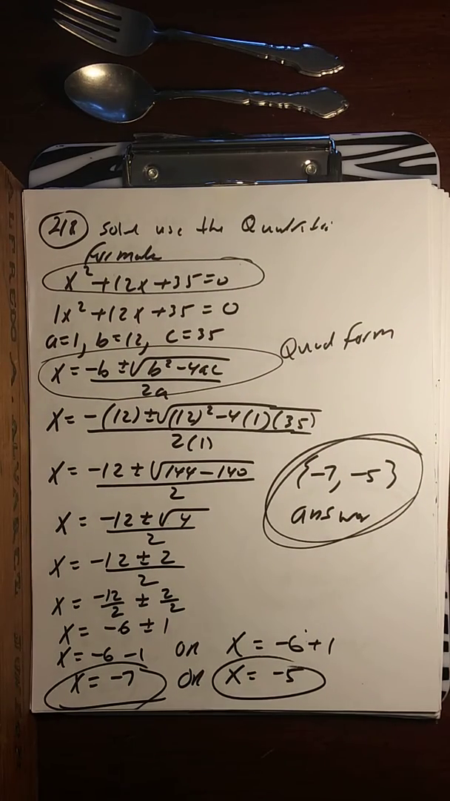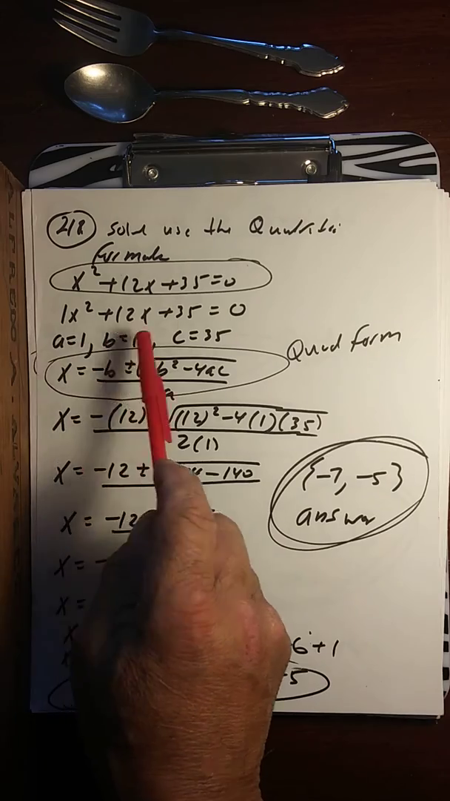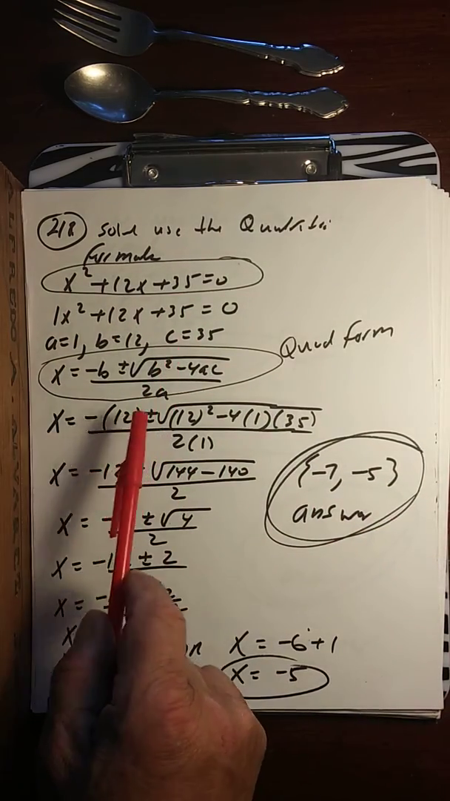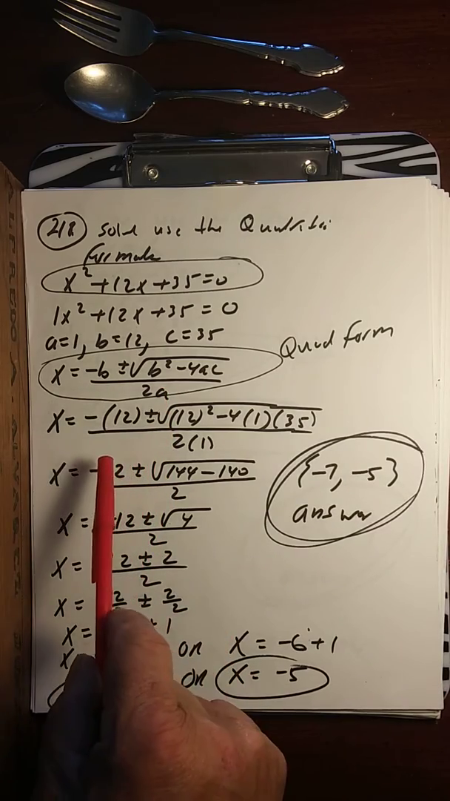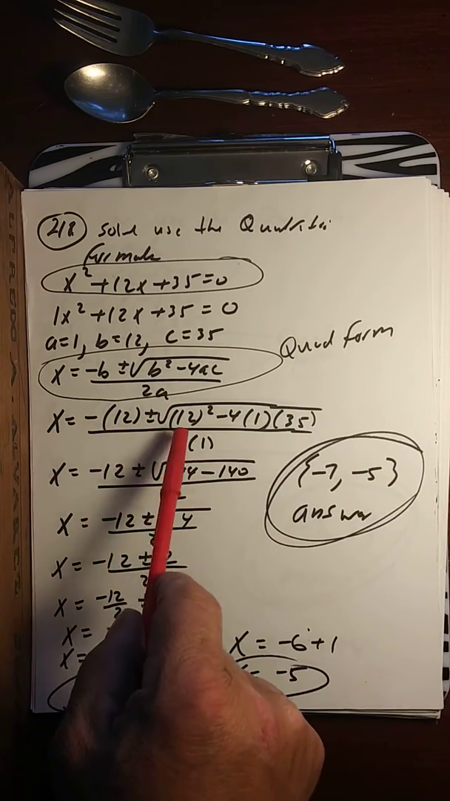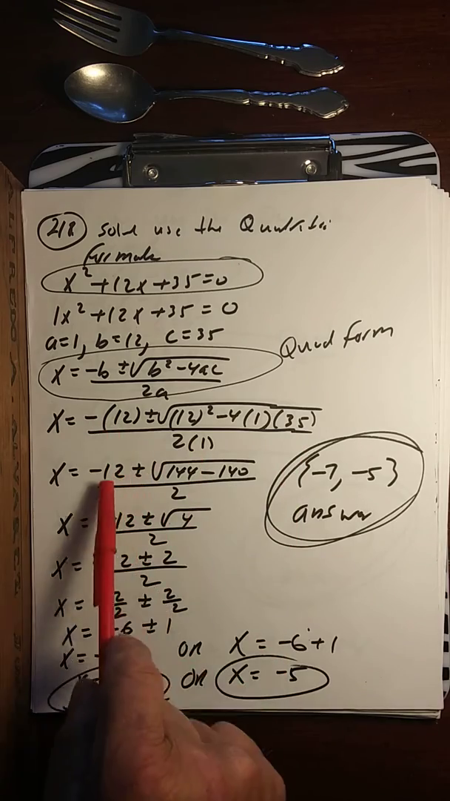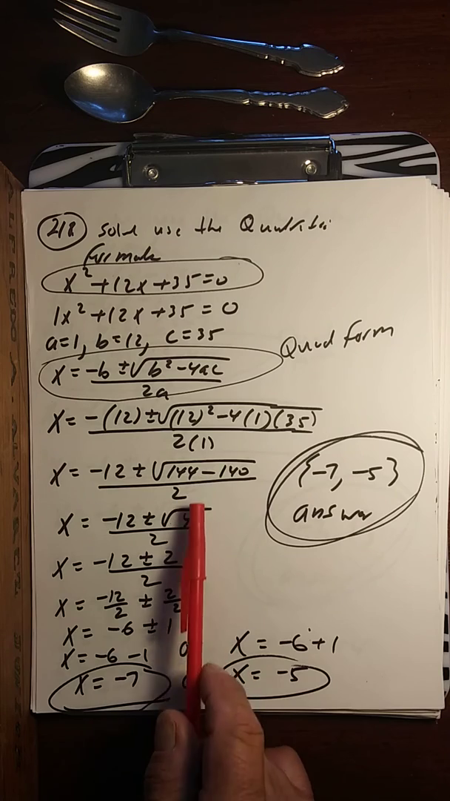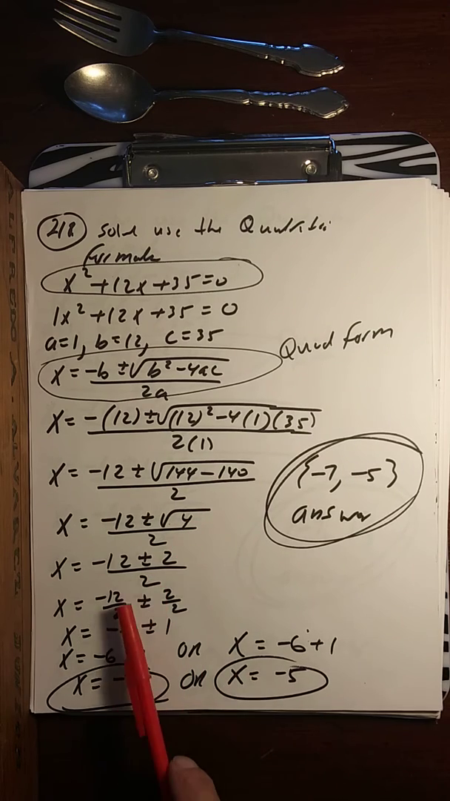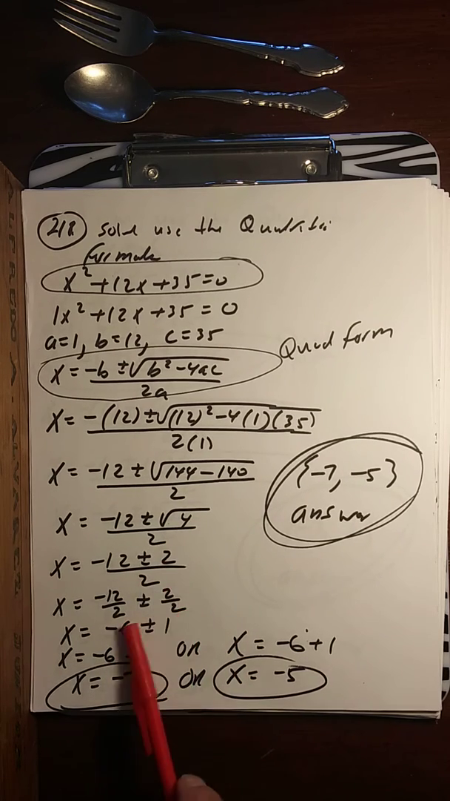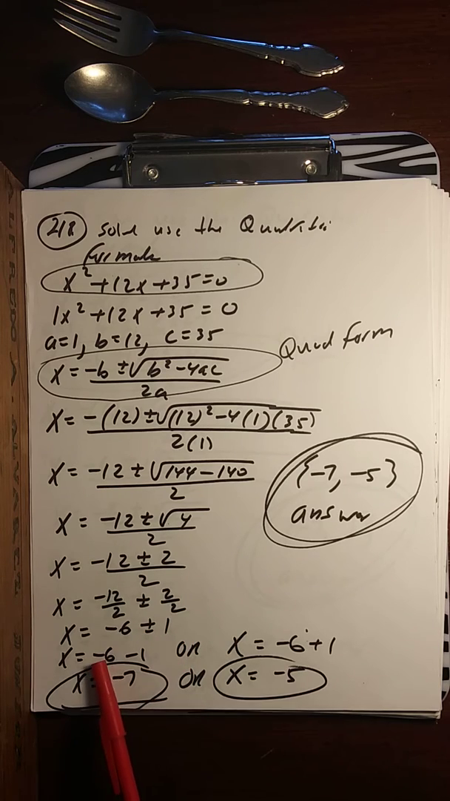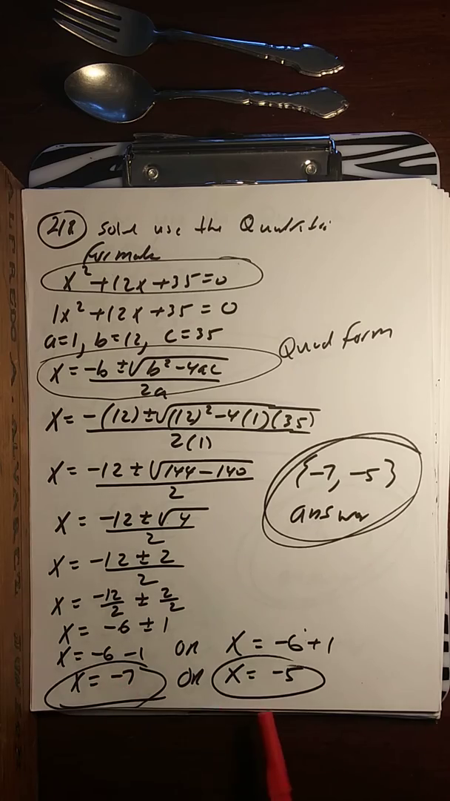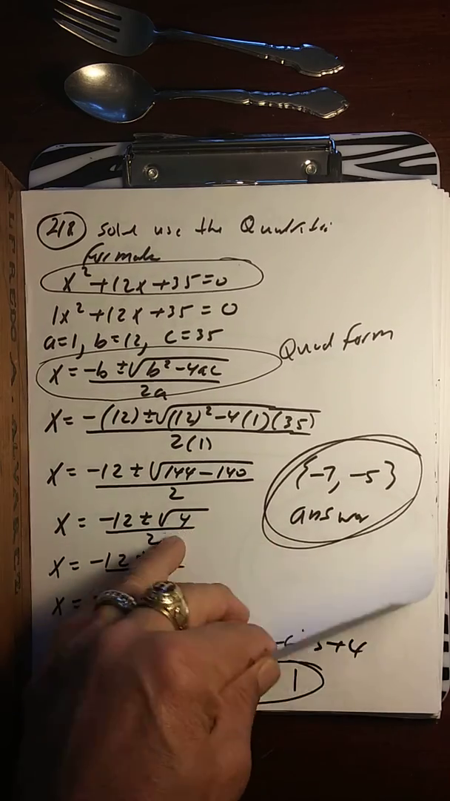Solve using the quadratic formula. All right, here's the formula. There's A, there's B, and C, the coefficients of the quadratic. So now, put the numbers in there. Negative 12 plus or minus the square root of 12 squared minus this. So that's going to be negative 12. 12 squared is 144, and that minus 140 is going to be 4. The square root of 4 is 2. Divide this by 2, divide this one by 2. So you have negative 6 plus or minus 1. Negative 6 minus 1, or negative 6 plus 1. So x equals what? Negative 7. Or x equals what? Negative 5.